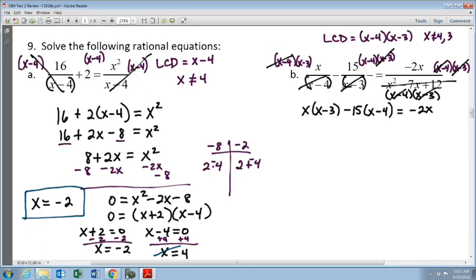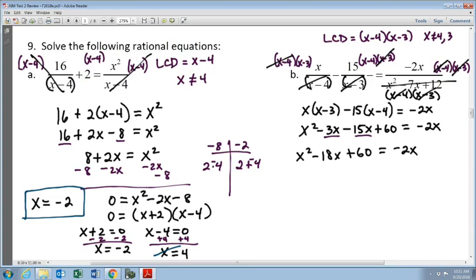And so we've got now to simplify or clean things up here. So I'm going to distribute x times x is x squared. Minus 3 times x is minus 3x. We'll distribute the negative 15 times x, and negative 15 times negative 4, that would be 60. And again, on the other side, we just still have negative 2x. We've got a couple of like terms on the left, so let's take care of that. So we get minus 18x plus 60.